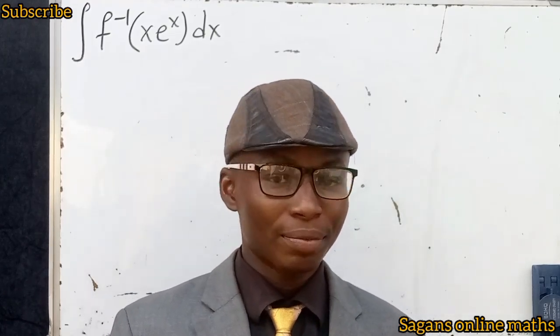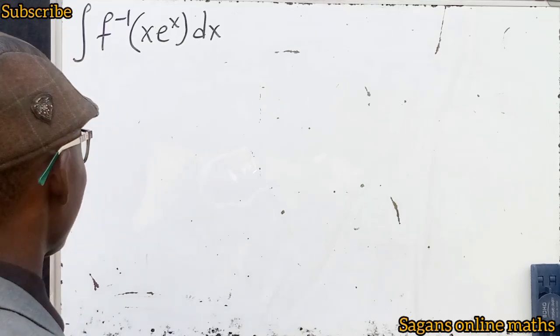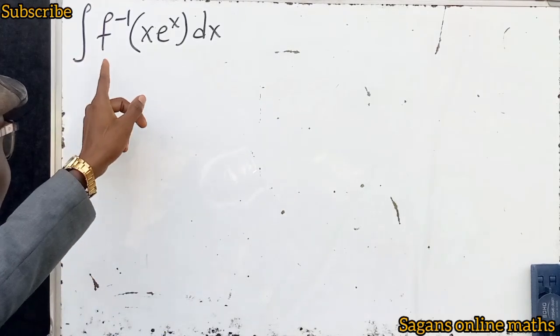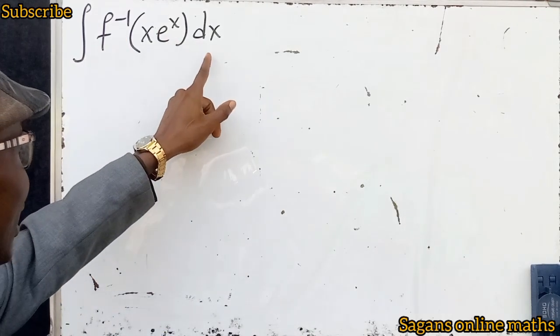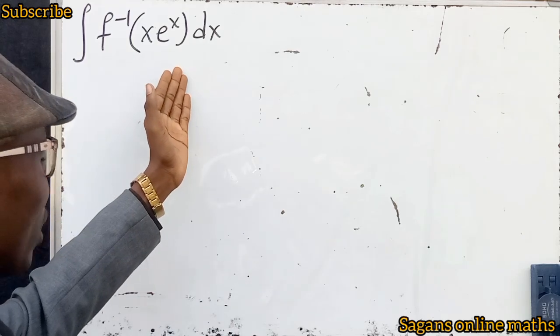Let's solve this question together. Now look at what we are given. We are given the integral of the inverse of s multiplied by e to s dx. We are going to integrate this function with respect to x.